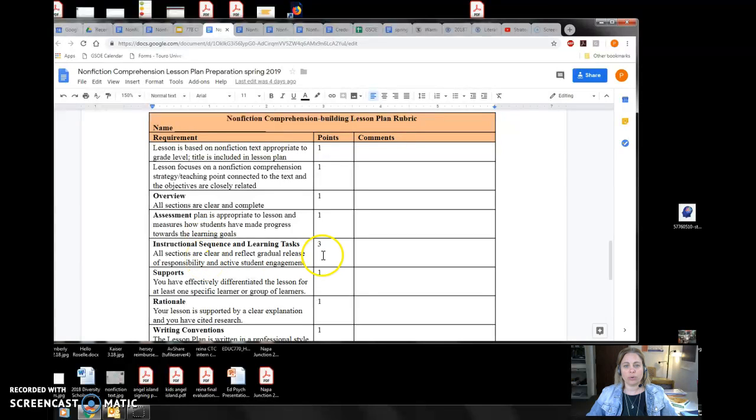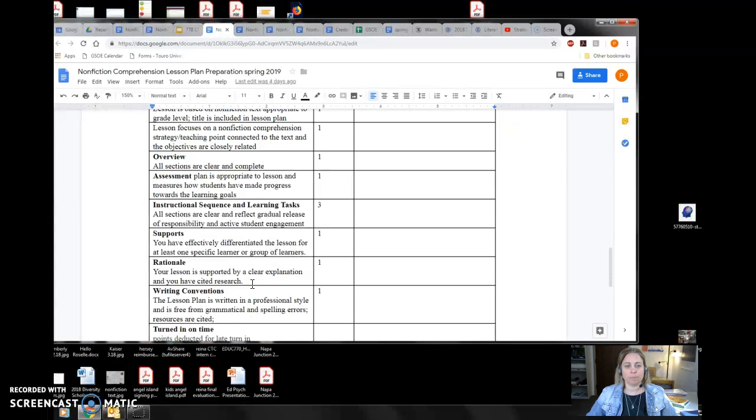The instructional sequence is a big part of it. Make sure it's very clear so that I can see what are you doing as the teacher, what are the students doing at each stage of the lesson. You need to differentiate for at least one specific kind of learner. You can see, in the example, I differentiated for 2 different kinds of learners. You are only responsible for differentiating for one specific kind of learner. That goes in the differentiation accommodations section.